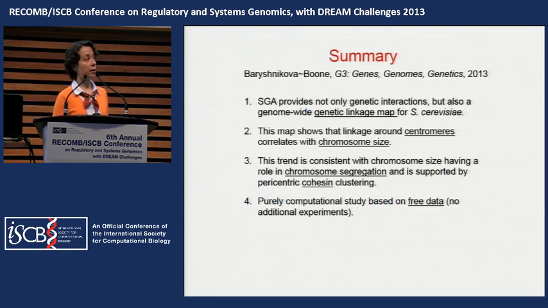So in summary, I've told you a story that we recently published a few months ago in G3: that SGA provides not only genetic interactions, but also linkage maps. These maps show that linkage around centromeres correlates with chromosome size, and this could be linked to the accuracy of chromosome segregation. I wanted to highlight that all of this analysis was based on basically free data that we would normally throw away after performing our quality controls, but in this way we're recovering it and making the best use we can.